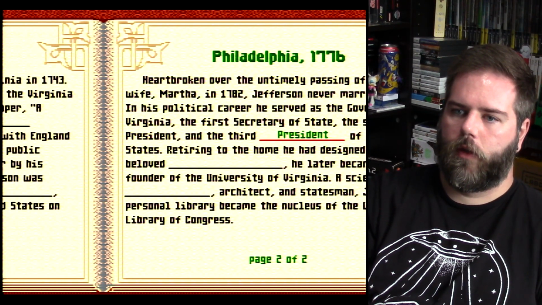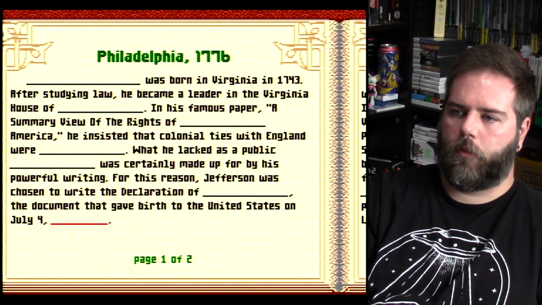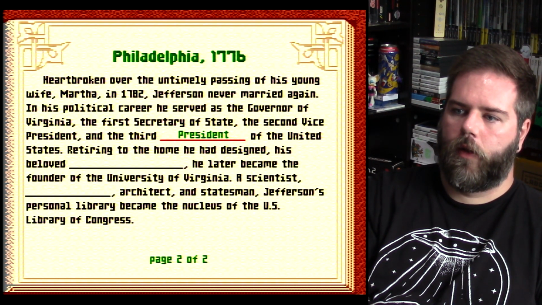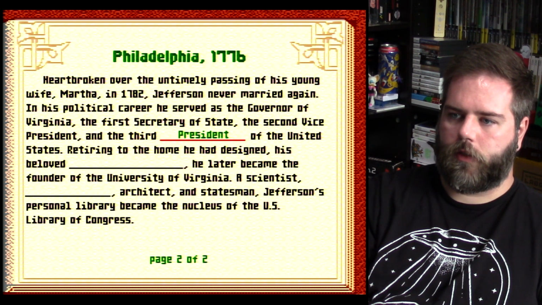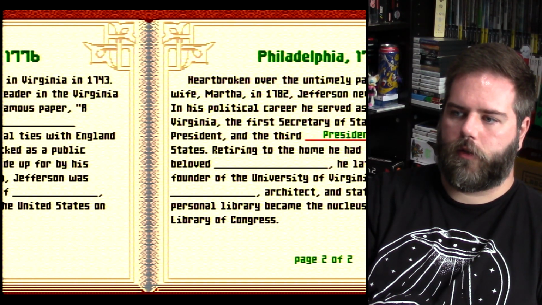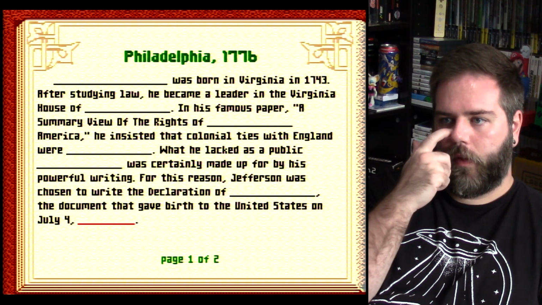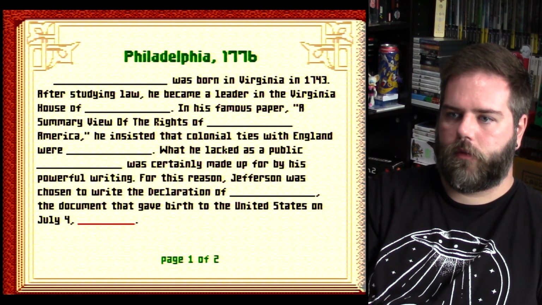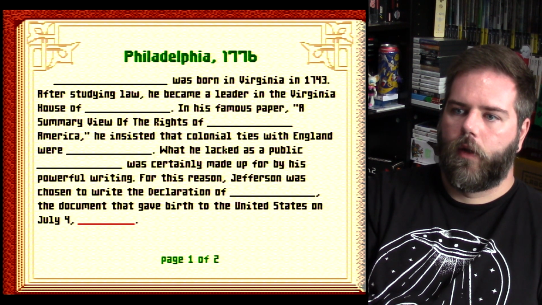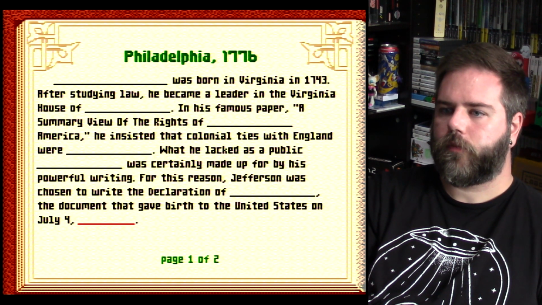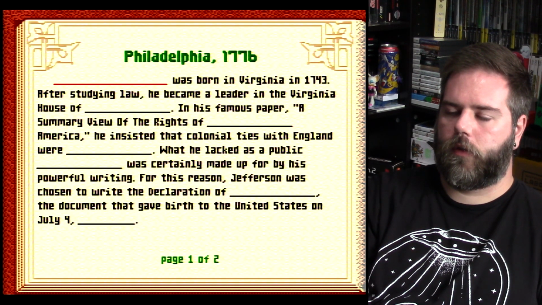So we have to find out the place that he lived later on, which is also the home that he designed. We have to find out what else he was aside from being a scientist, architect, and a statesman. I'm assuming it might be maybe politician or historian or something. Philadelphia. So Thomas Jefferson.